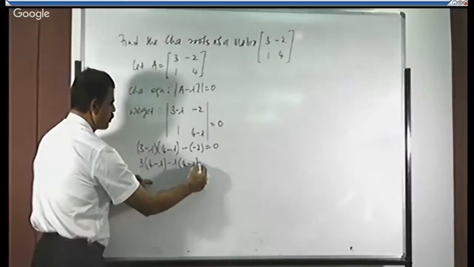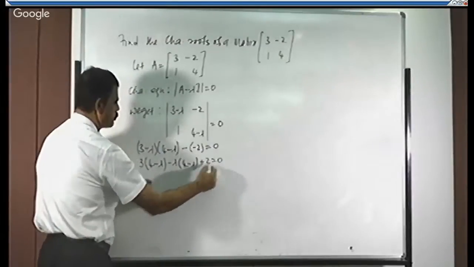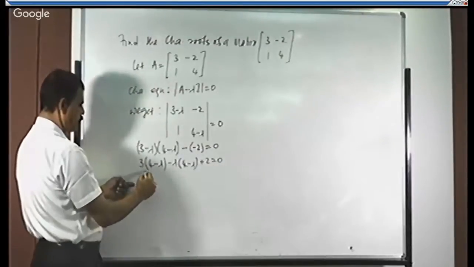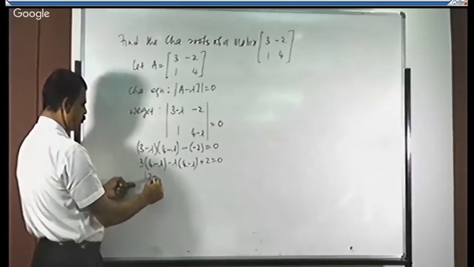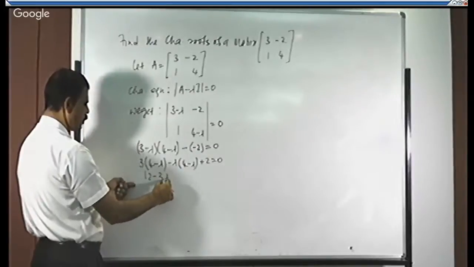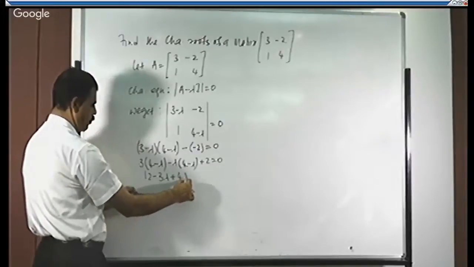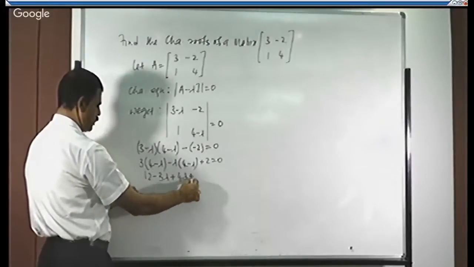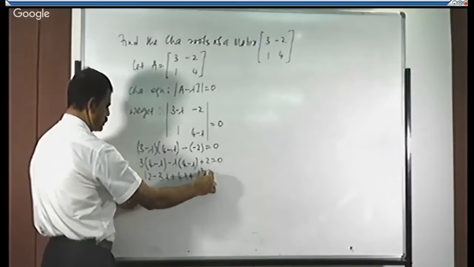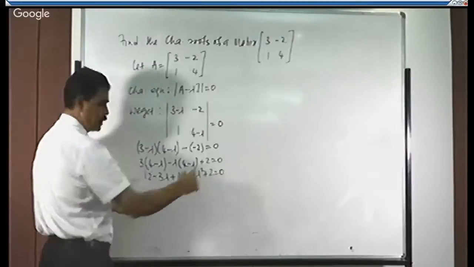Next, minus into minus is what? Plus 2 is equal to 0. 3 into 4, 12. Plus into minus, minus 3 into lambda, minus 3 lambda. Minus into plus, plus lambda into 4, 4 lambda. Minus into minus, plus lambda square, plus 2 is equal to 0.